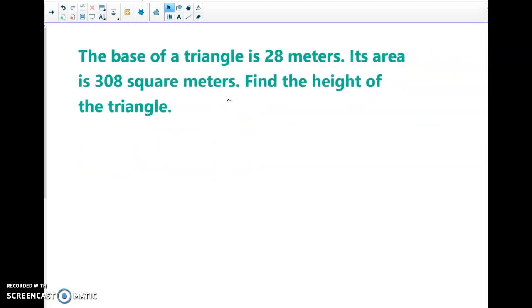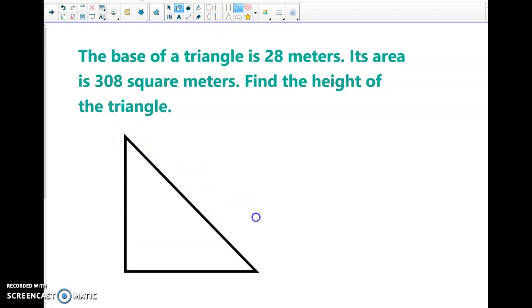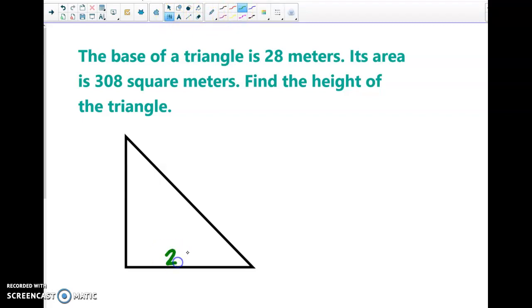Alright, last problem. The base of a triangle is 28 meters. Its area is 308 square meters. Find the height of the triangle. So we have the area, not 28 meters, 308 meters squared. And we have the base.